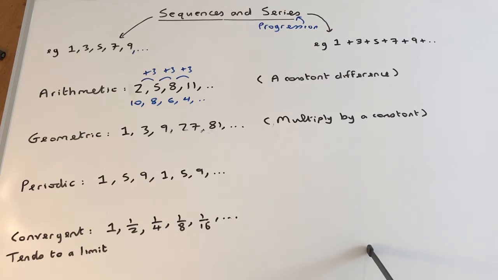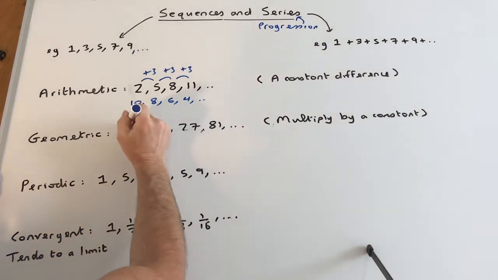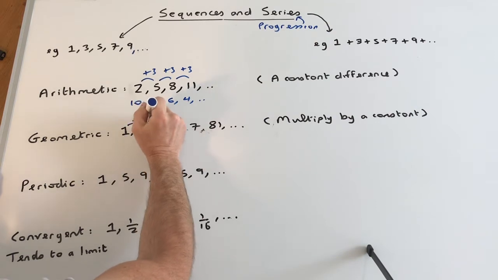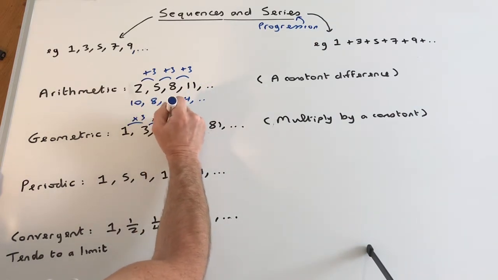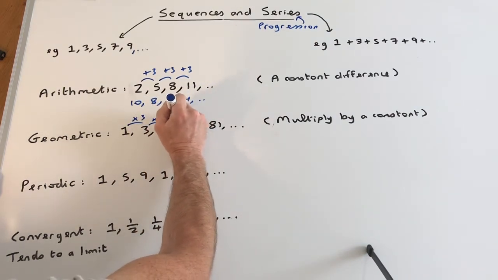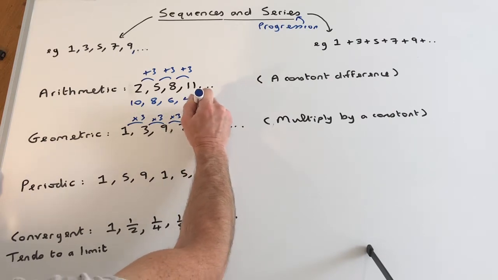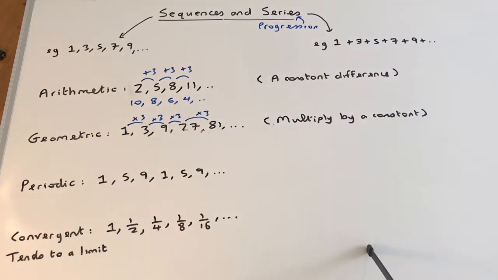Geometric. Well, for geometric, you're going to multiply by a constant as you go across. So in this case, you can see we're multiplying by 3 as we march across from term to term. So we're multiplying by a constant rather than adding a constant. Again, it doesn't have to be a whole number, it could be a fraction, it could be a negative number, but we're multiplying by a constant amount as we go from left to right.